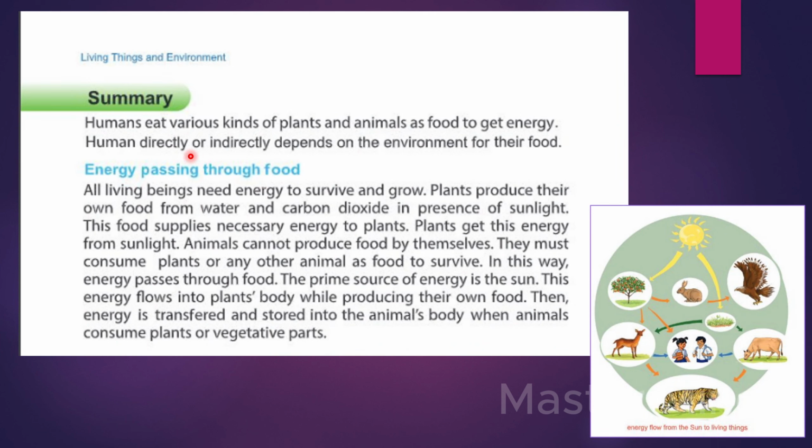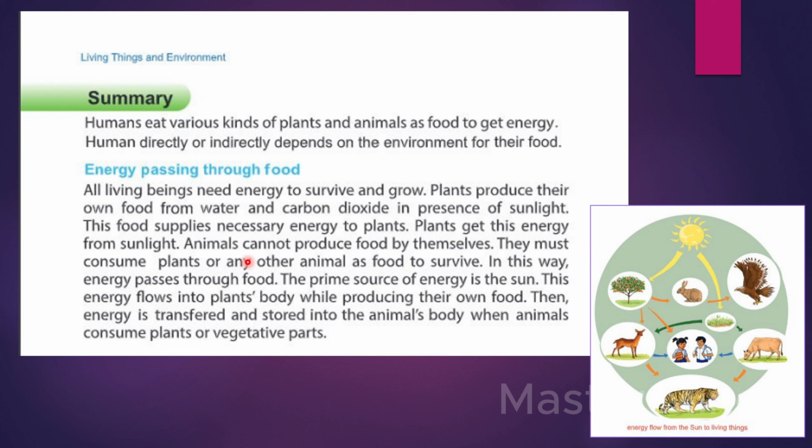Summary: humans eat various kinds of plants and animals as food to get energy. Humans directly or indirectly depend on the environment for their food. Energy passing through food: all living beings need energy to survive and grow. Plants produce their own food from water and carbon dioxide in the presence of sunlight. This food supply is the necessary energy for plants. Plants get this energy from sunlight.